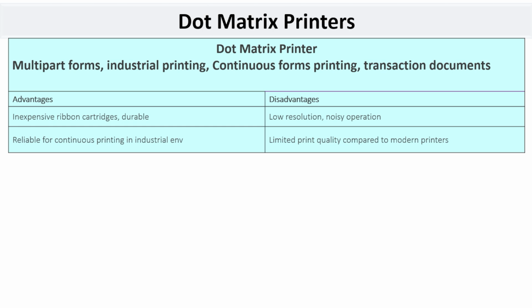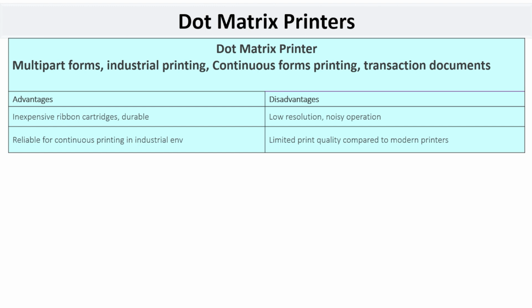The next type of printer we want to look at is the dot matrix printer, mostly used for multi-form industrial printing. If you want to print continuously for a long time, we make use of the dot matrix printer. They are not expensive, they don't have expensive ribbons or cartridges, and they are very durable. The other advantage is that they are reliable, because they can print continuously for a very long time, and they work in industrial environments.